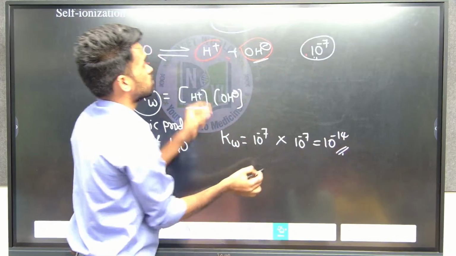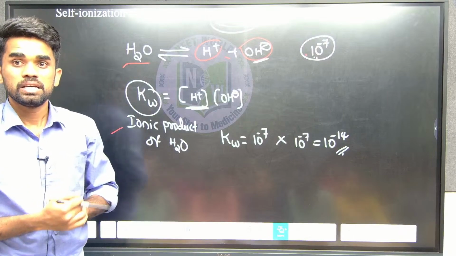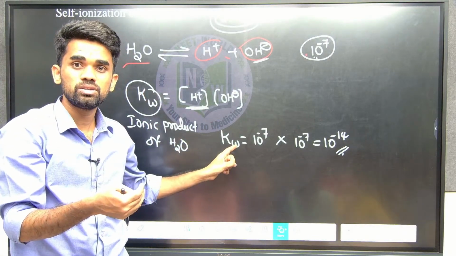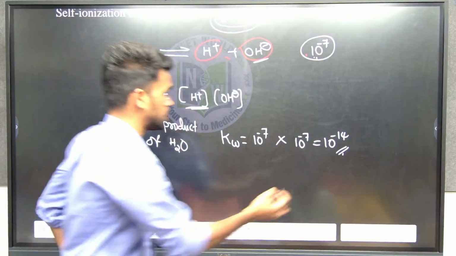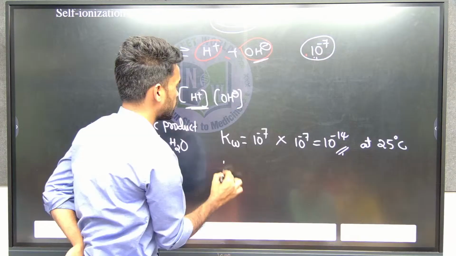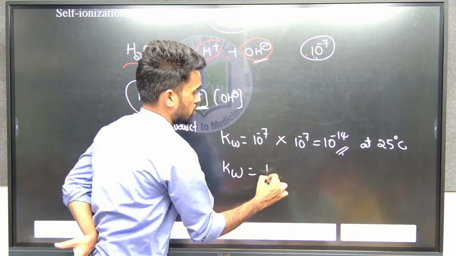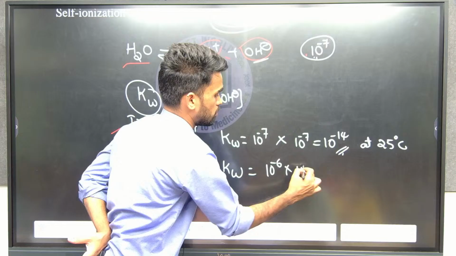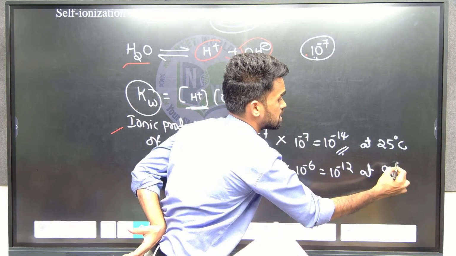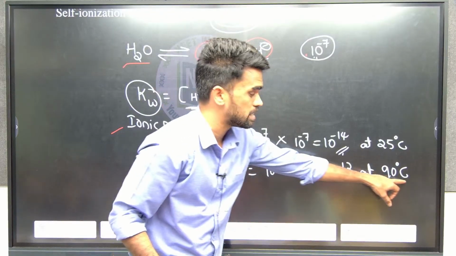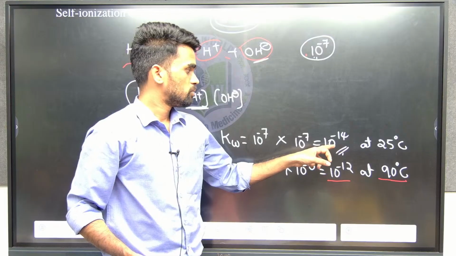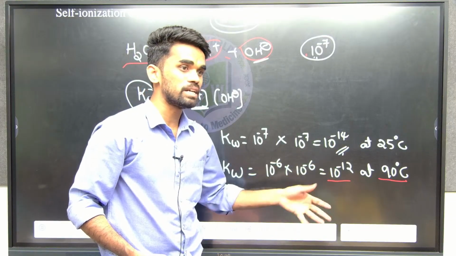At what temperature? Why am I specifically mentioning the temperature? If I change the temperature, the equilibrium constant value also changes. That is why this is at 25 degrees Celsius. So I will give you one more value. 10 power minus 6 into 10 power minus 6 equals 10 power minus 12. This is at 90 degrees Celsius. See, if I increase the temperature, what happens to the Kw value? Minus 14 becoming minus 12 means what? Increased or decreased?